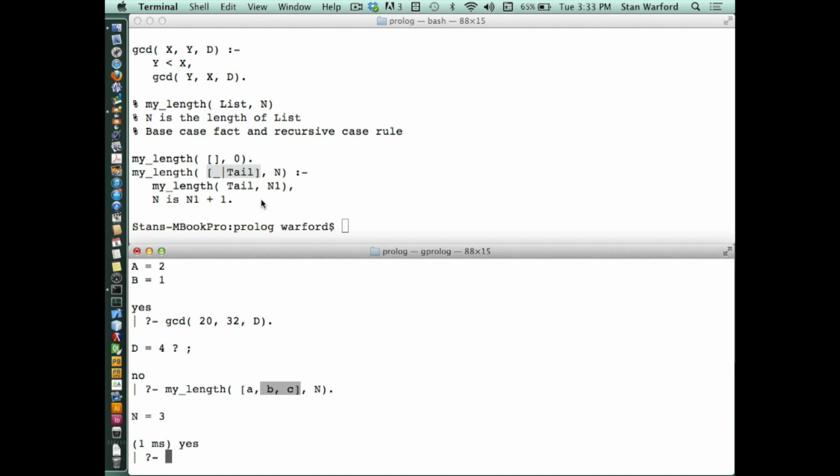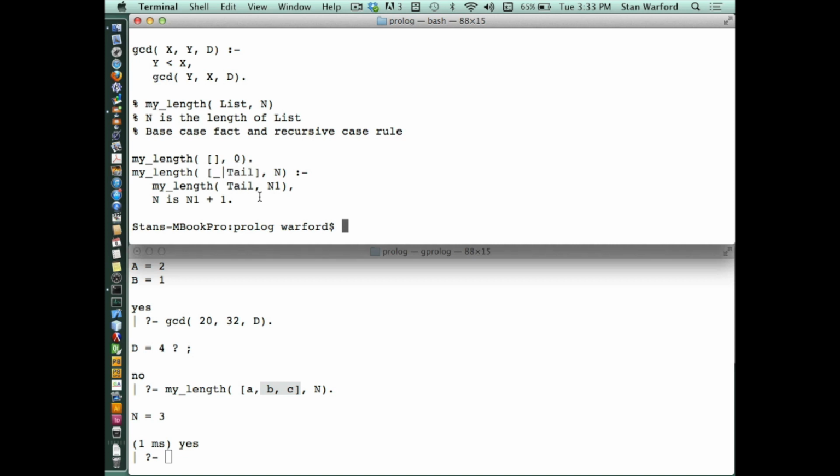So tail will always get smaller and smaller, right? It will keep matching this until it gets 0. And then what will happen is, when it finally gets to the base case, this n1 will have the value 0. Are you with me? And then n has to take that value and add 1 to it, and that's what this n is instantiated to along the way. Yeah, so it's a little tricky.